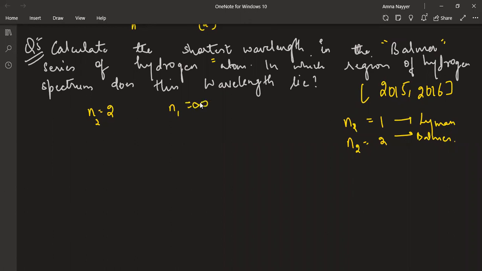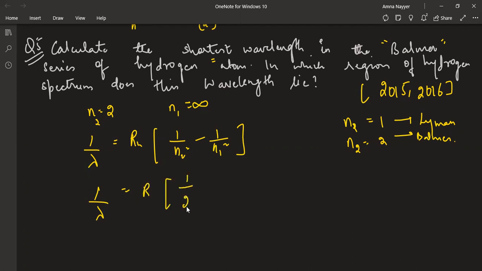All right, so one by wavelength is Rydberg's constant times one by n2 square minus one by n1 square. So one by lambda, Rydberg's constant, write it as R only right now. Later on, you can multiply. So this becomes one by two square minus one by infinity square.